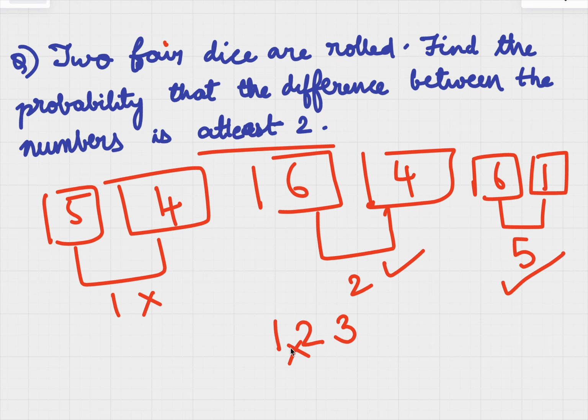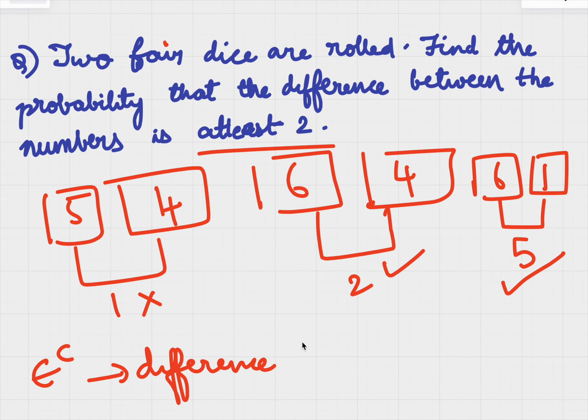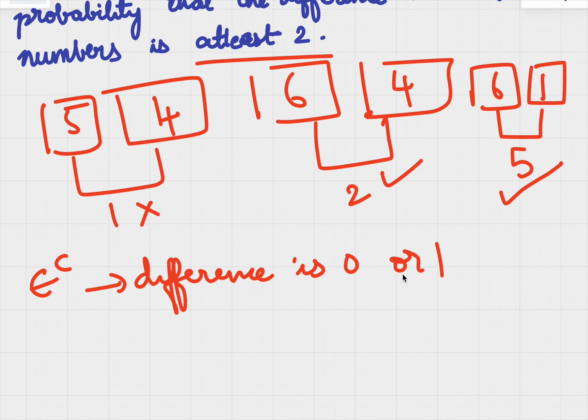If you take 3, it is possible. So we have to continuously take these values. So instead we will go for a complementary approach. That means we will consider the complementary event, which is that the difference is 0 or 1. So at least 2, no? So we'll consider the difference as 0 or 1, and then we will subtract. We will take the probability of the event as 1 minus the probability of its complement.